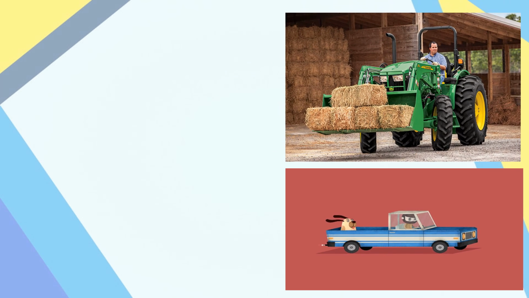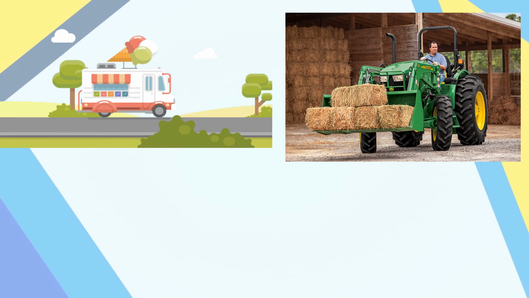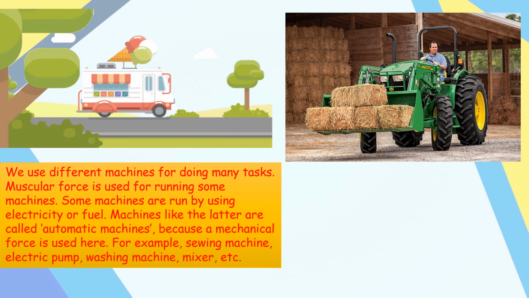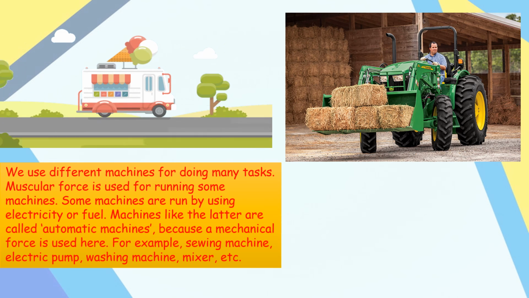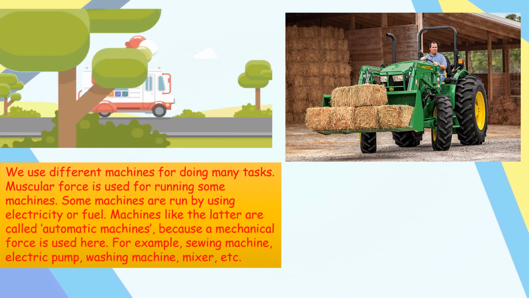The car, if you're sitting in a car, or this tractor that you see, the ice cream truck that you see. So we use different machines for doing many tasks. Muscular force is used for running some machines, right? Our muscles are used, even to drive a car our muscles are used. So you need muscular force in order to do certain tasks for mechanical force also. Machines need our muscles to run them too.